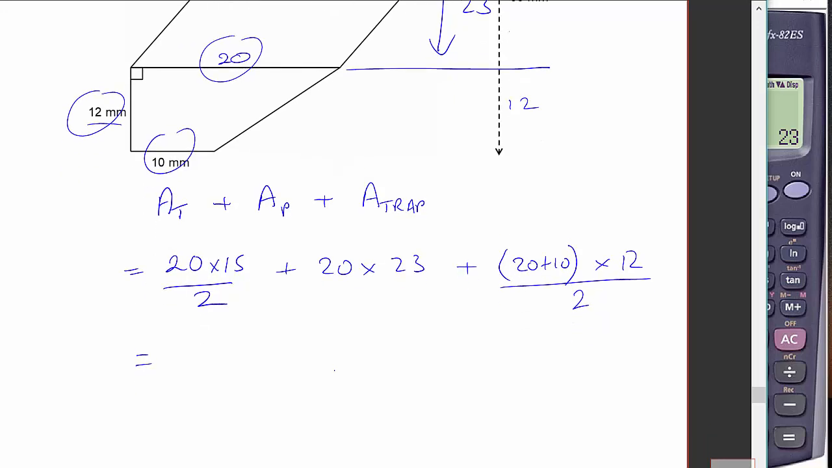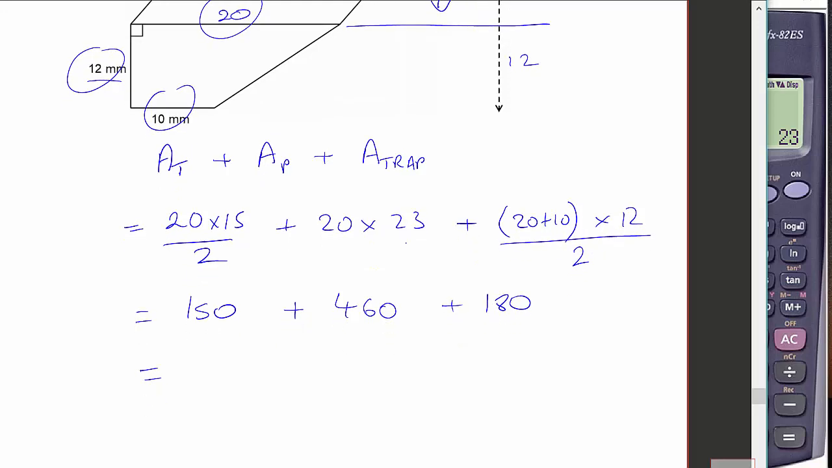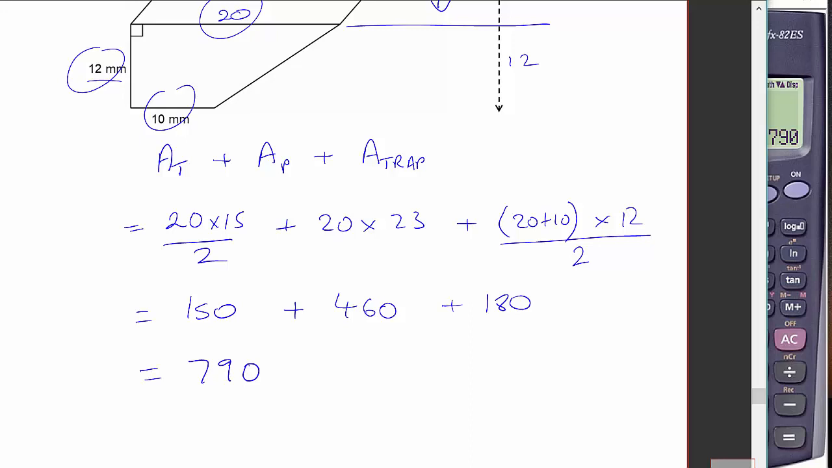And then you can do that all in the calculator in one go. This one's 150. Makes it nice and easy for me if you actually write these out. 460, and what's that one? That's going to be 30 times 6, so that one's 180. So 150, add 460, add 180, gives me 790, and the units there was square millimeters.